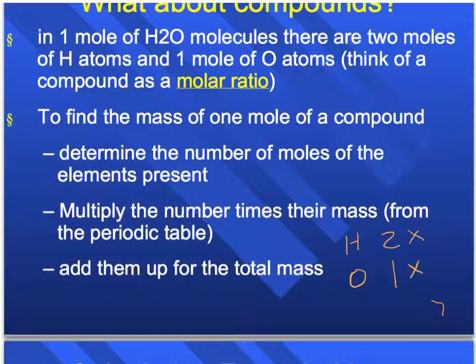So the mass of hydrogen is 1, the mass of oxygen is 16, so 2 times 1 is 2, 1 times 16 is 16. Sorry, it's squishing off to the side. If you were to add this up, our molar mass is going to be 18, so our molar mass for water is going to be 18 grams.